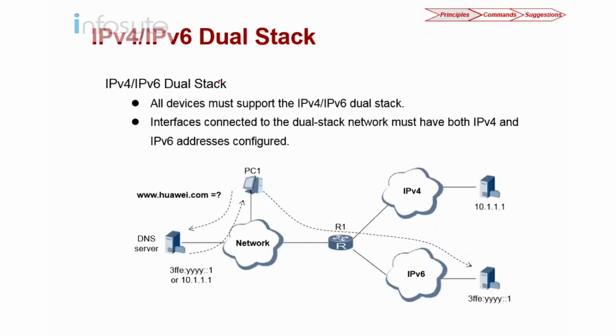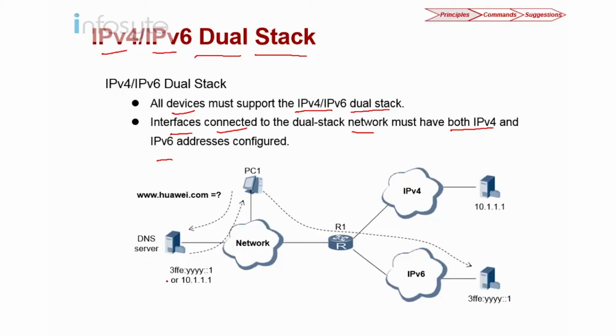First in our transition is using dual stack. As its name suggests, dual means you are running both V4 and V6 on the device. So for this to happen, all devices must support both IPv4 and IPv6. That is what we call dual stack. Interfaces connected to a dual stack network must have both IPv4 and IPv6 configured. Now let's look into this example.